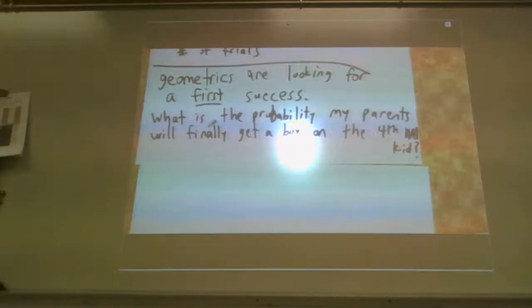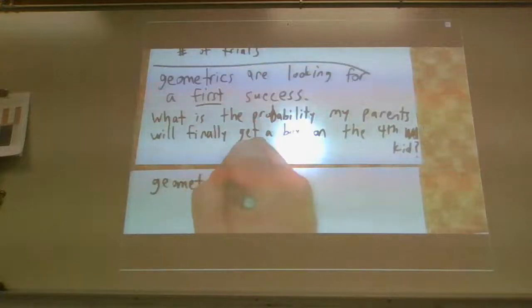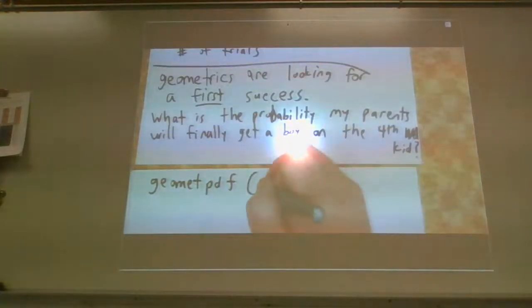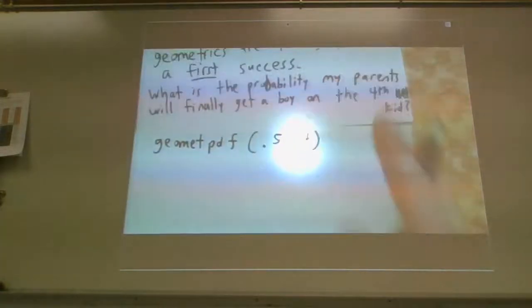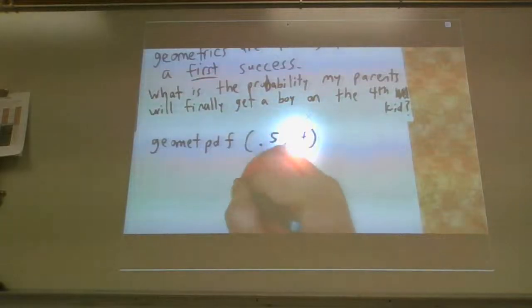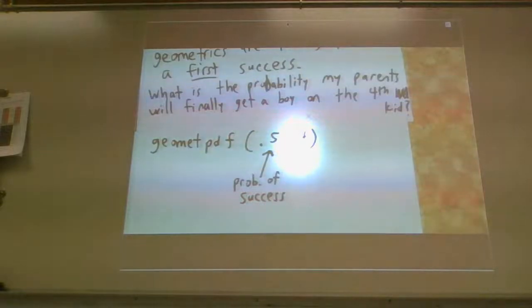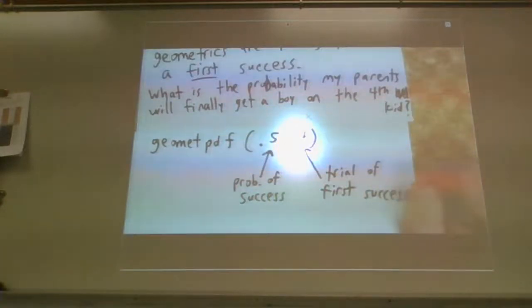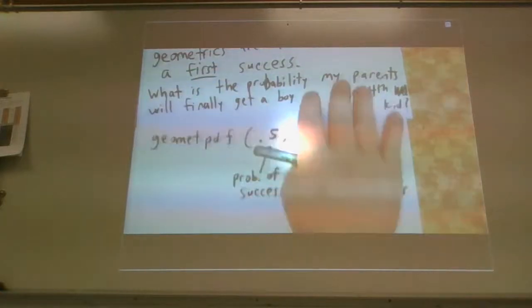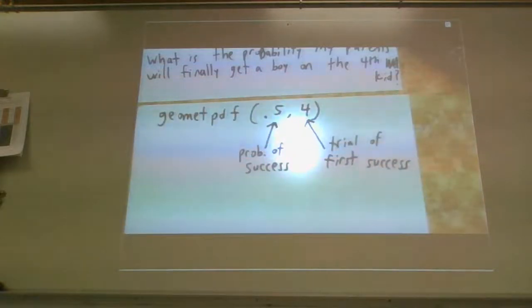Here's what I would write down. If I'm going to do this calculation, I'd say Geomet PDF, parentheses 0.5, comma 4. Now, in this instance, this is the probability of success, depending on whatever the problem is asking, of first success. So with geometrics, you really are only typing in two numbers. The probability.